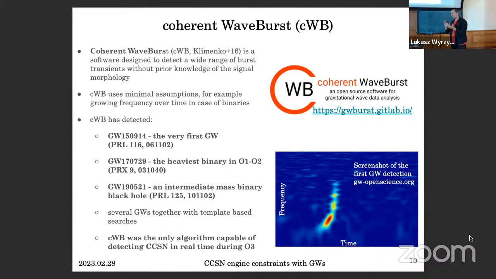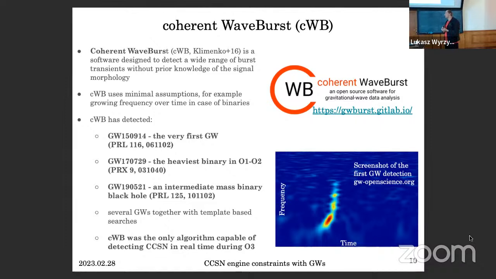But when we don't know exactly what we are searching for, when a source is stochastic, we have to use model independent methods, and we are using the pipeline that is called coherent waveburst, and this pipeline, this method, detected the very first gravitational wave. This is actually something that people don't really know, that even if we can have an optimal method for searching for gravitational waves with exactly what we expect.